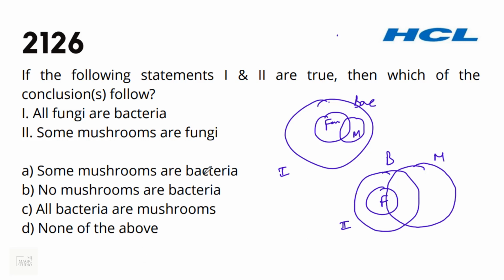Some mushrooms are bacteria. Yes, if some mushrooms are fungi, then since all fungi are bacteria, some mushrooms are bacteria may be correct. No mushroom are bacteria, that is not correct. All bacteria are mushrooms, obviously that is not correct. Obviously, when we have selected one, that is in option A, all would be wrong, isn't it? And that we also have checked. So some mushrooms are bacteria, and that follows in both the Venn diagrams. We go in with option A.